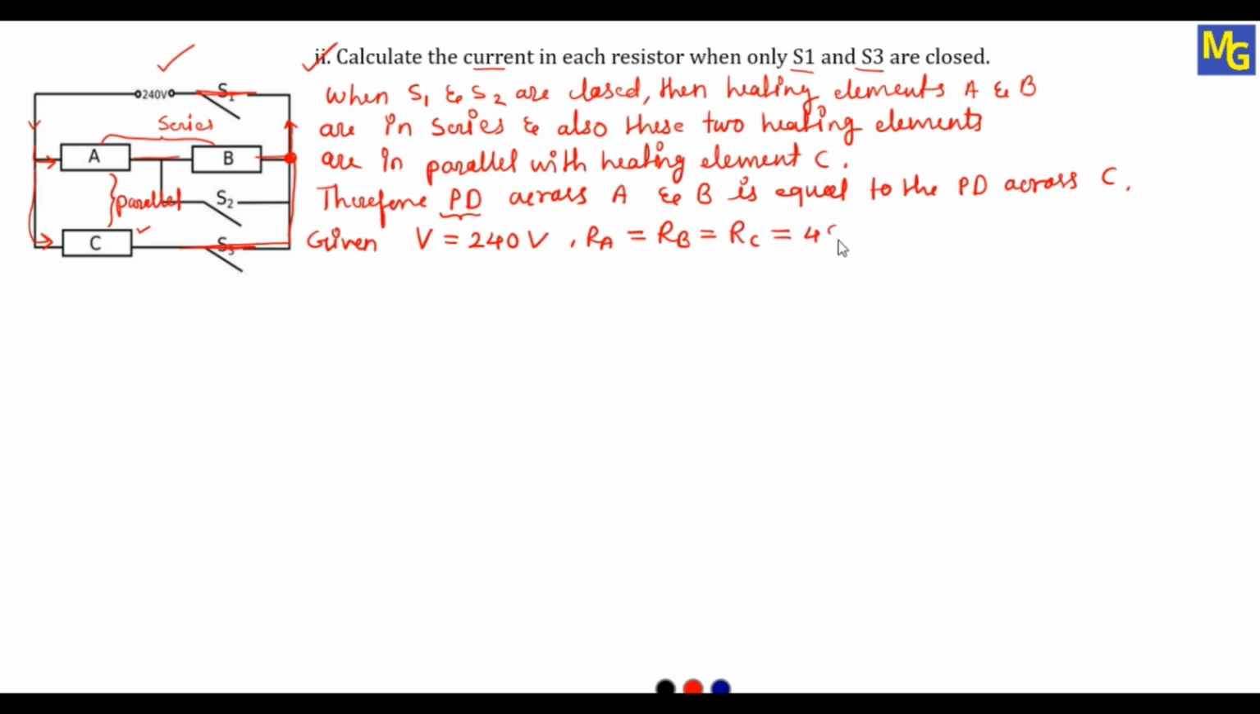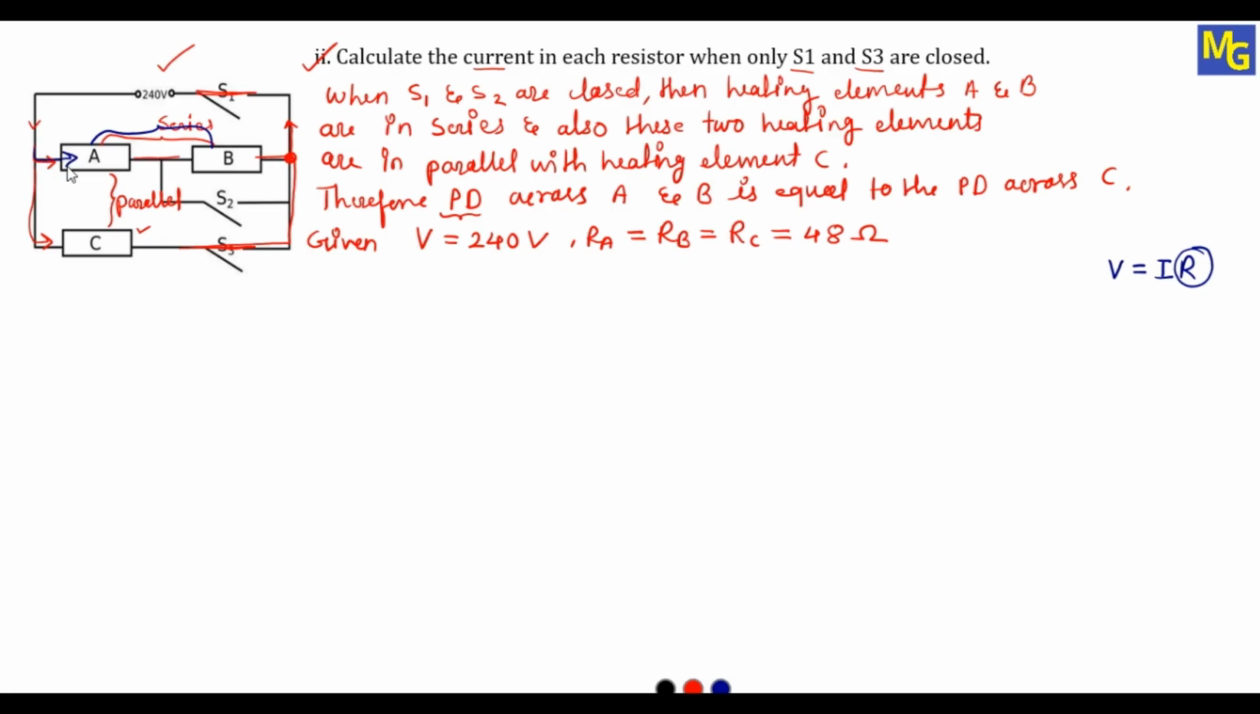Now we have to find out the current, but to find out the current we have to use the formula V is equal to IR. And to use this formula, here first we should know the resistance. So resistance first, for these two which are in series, we have to find out the equivalent resistance, because whatever current is flowing in A, the same current will flow in B, because these both are connected in series.